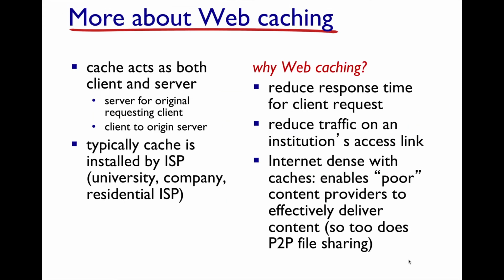So let's take a look. The cache is technically a peer, right? It acts like a server when it's returning back content to a requesting client. It acts like a client when it's requesting content from the origin server.